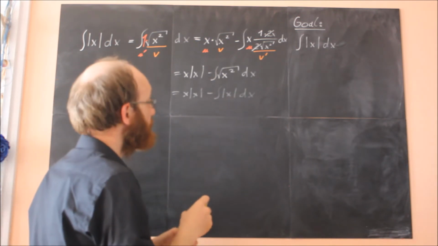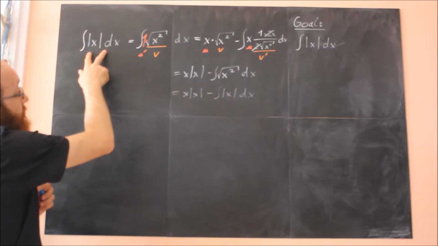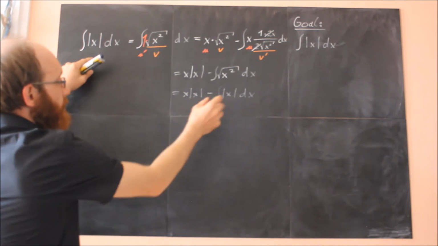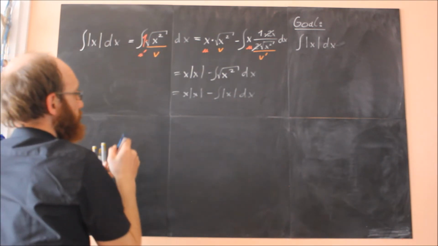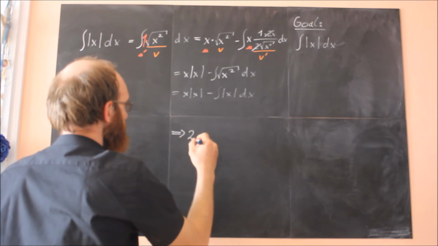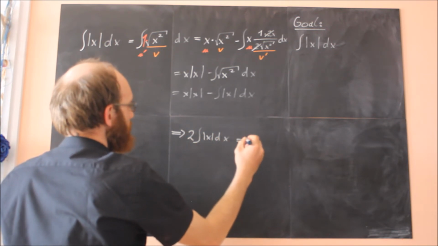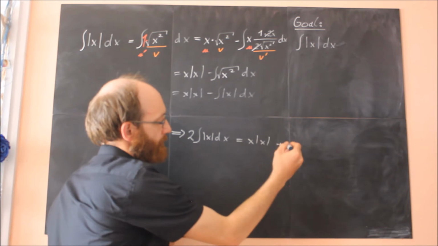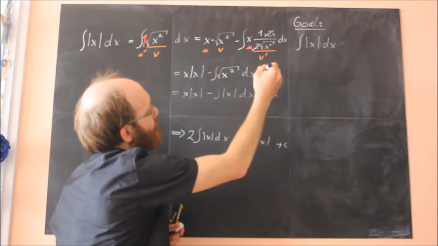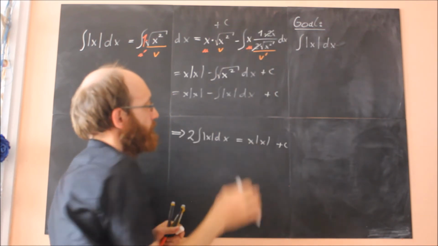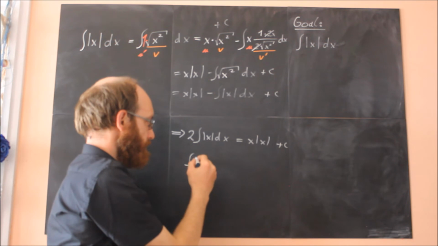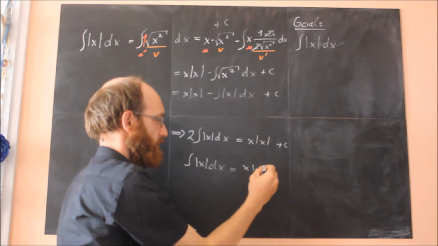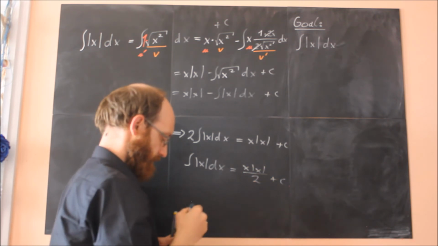And if we open our eyes, we started with this integral, and we are left with a part minus the same integral. So we can bring this integral to the other side. So we have 2 times the integral of the absolute value of x equals x times the absolute value of x, plus some constant. Now we divide by 2, and we are left with our goal. The integral of the absolute value of x is x times the absolute value of x over 2 plus some constant.